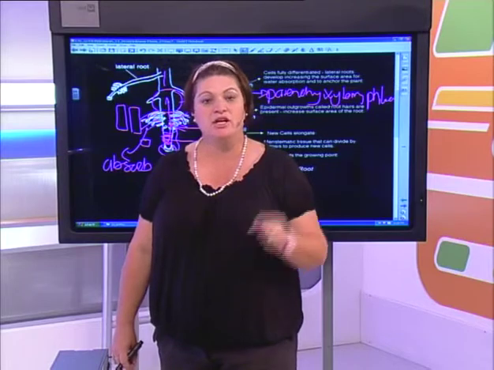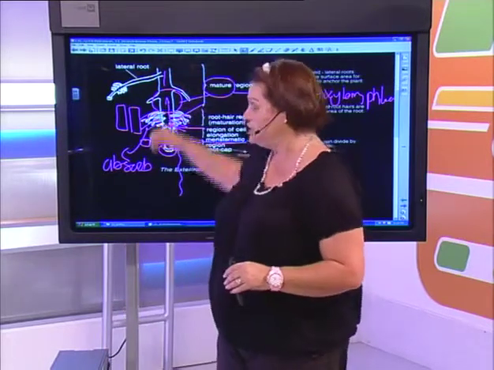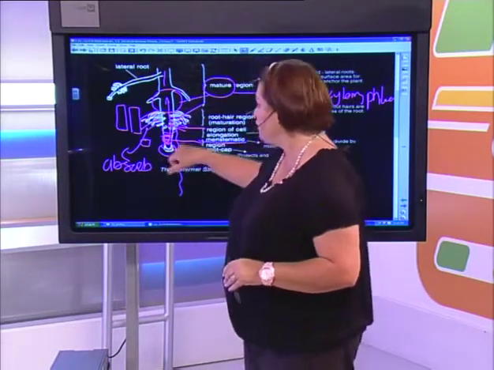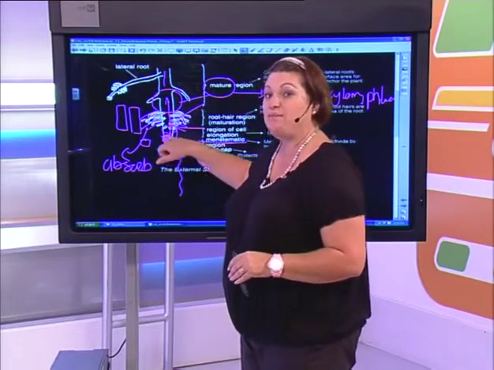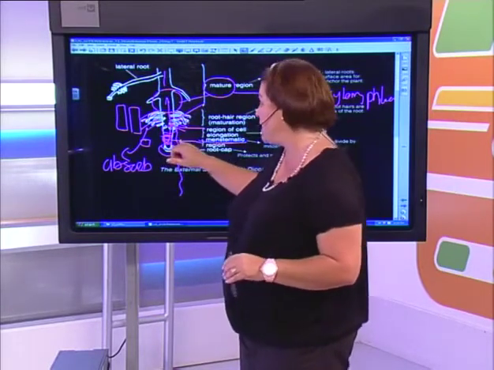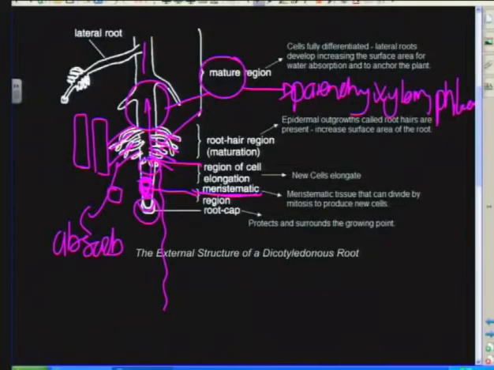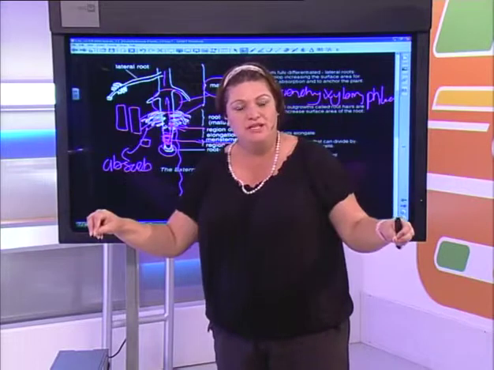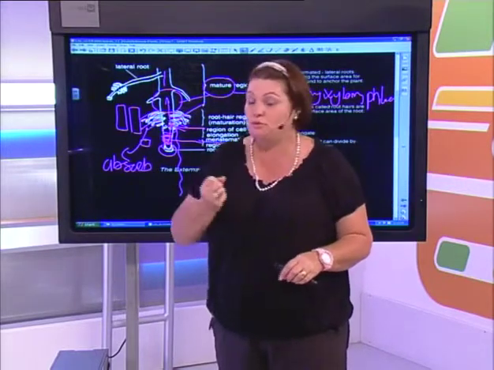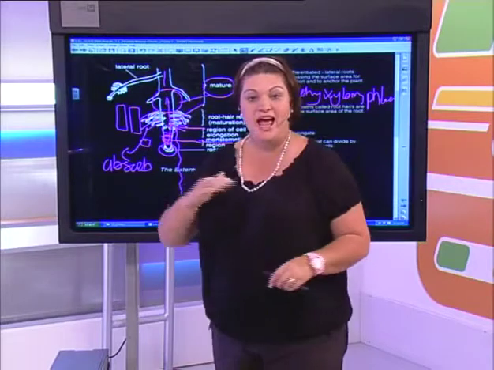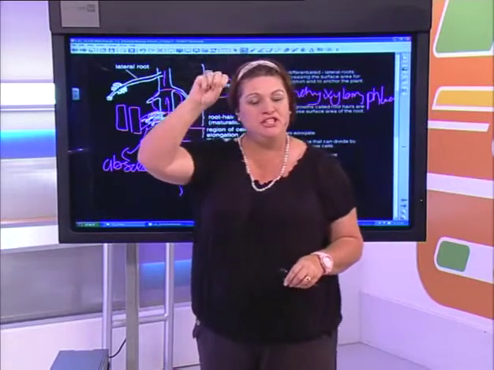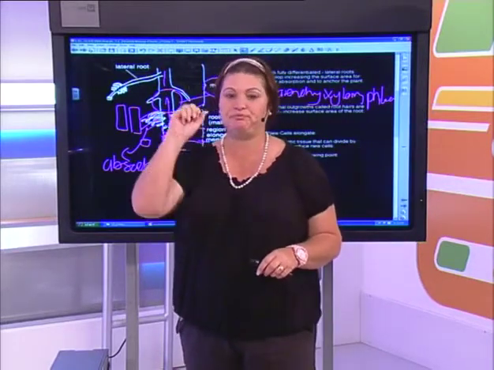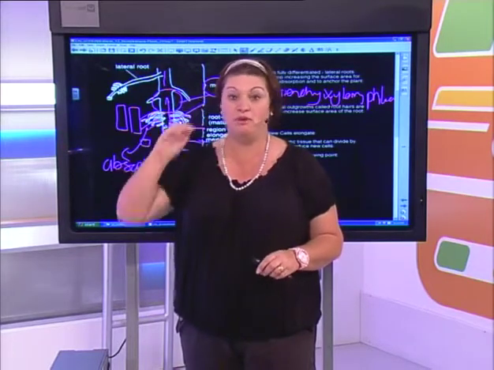Okay, so when we look, you need to know the different regions: the root cap or the calyptra, the meristematic region where we divide by mitosis, our region of elongation where our cells elongate and get taller, our root hair region where root hairs are produced for the absorption of water. Then, as those mature, in the mature region the cells differentiate, and they turn into our permanent tissues.